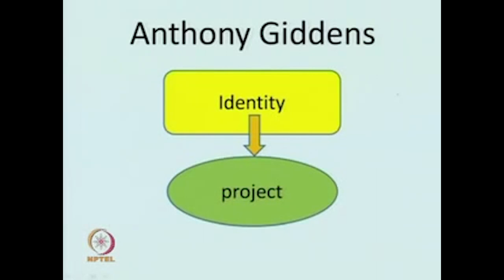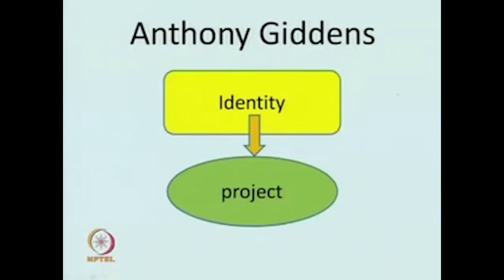I would like to refer to, though he is not really a cultural theorist in the strict sense of the term, he is more of a sociologist, Anthony Giddens. And Giddens here, look at this slide, Giddens considers identity as what? He considers identity as a project, okay? So, identity is a project in the sense that it is something that you and I and society keep working on, okay? That is something that keeps changing. So, identity is seen by Anthony Giddens as a project.